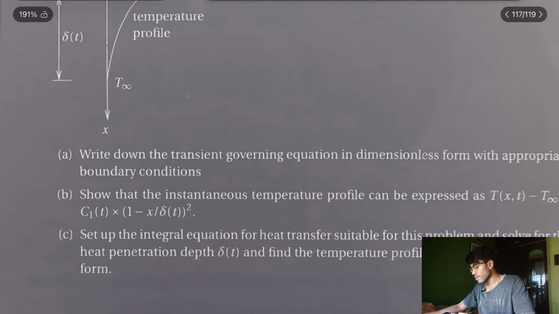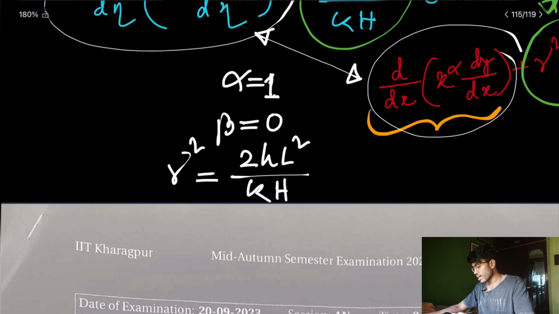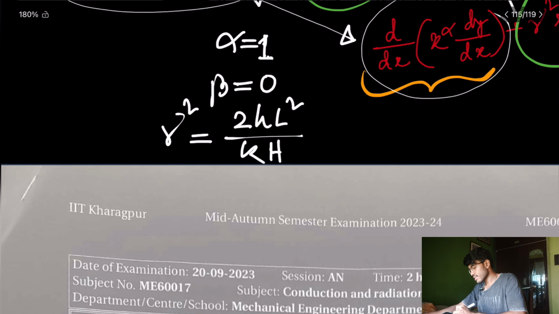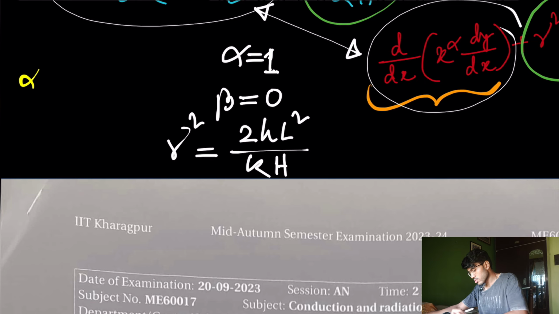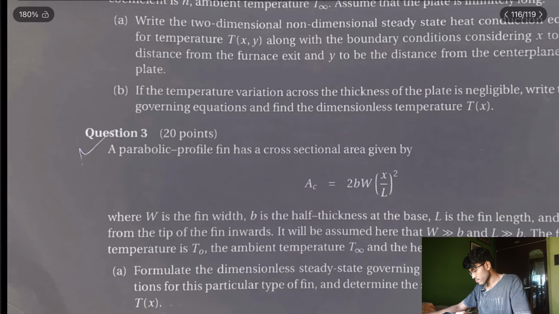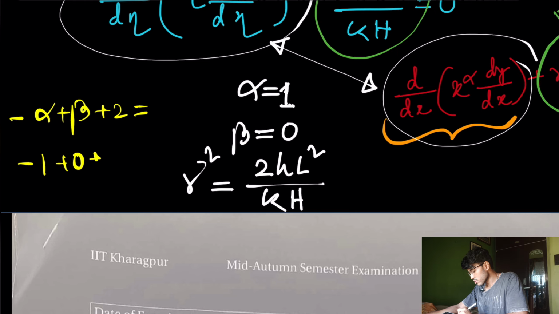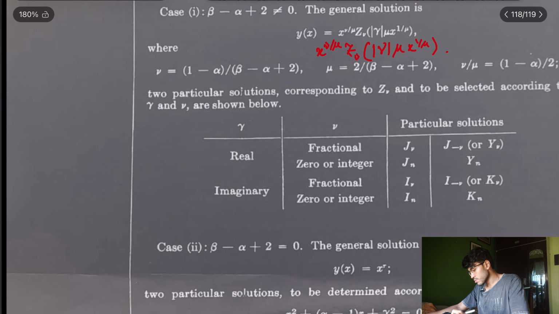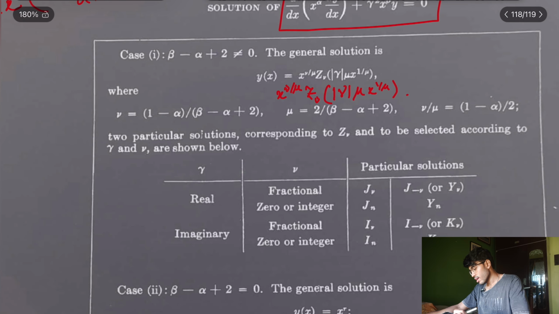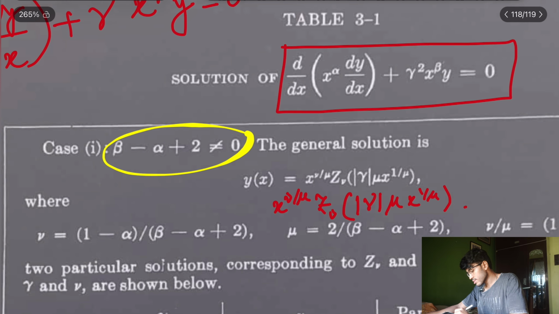Okay, so let us do one step further in this problem. So here alpha equal to 1, beta equal to 0. Now we can directly see, what was the expression? We have to find minus alpha plus beta plus 2. So minus 1 plus 0 plus 2, that is equal to 1. See, this is greater than 0. So which condition is being satisfied here? This first case is being satisfied here, that is this is not equal to 0.